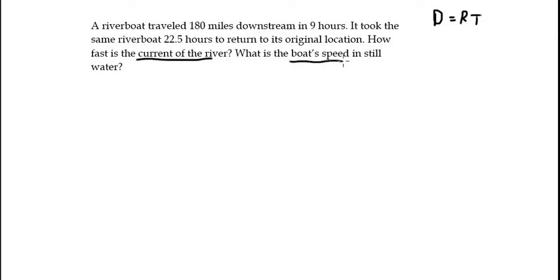What is the boat's speed? So that's what we're looking for. And for this, let's say the current of the river is going to be c. So c is equal to the current. And for the boat speed, I'll use b. We could have used s, but I'm just going to switch it up. Why not? So we've got our 2 variables, our 2 unknowns.